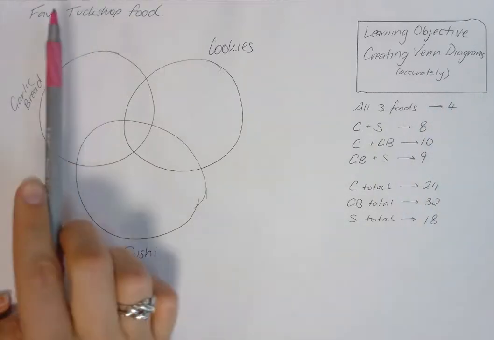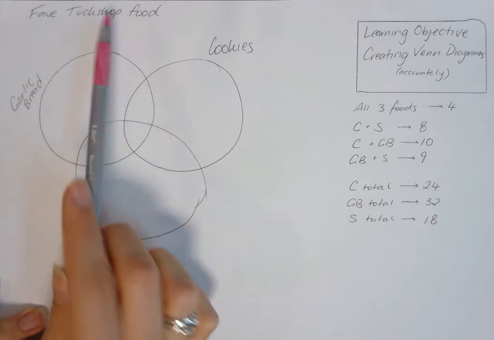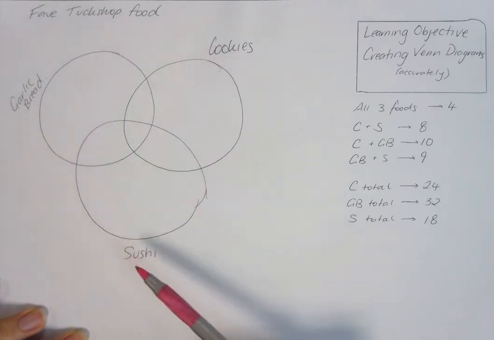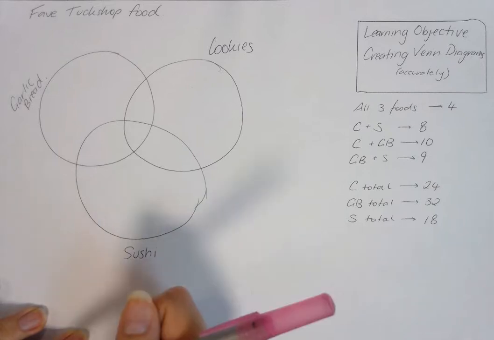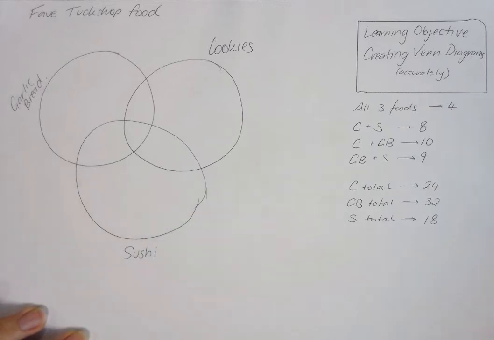So what we've got here today is favourite tuck shop food, and we've got choices of garlic bread, cookies or sushi, and what we've done is survey students around the school to figure out what is their favourite food that is sold. So we found 4 people couldn't decide between all 3. There are 8 people who liked cookies plus sushi, so couldn't decide between the 2. And so we've got the whole combinations here, so cookies and garlic bread and sushi.